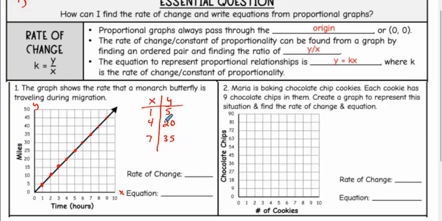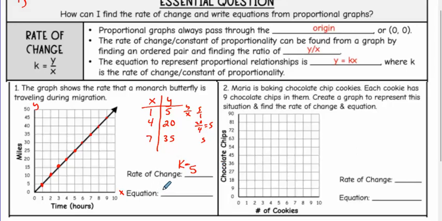Okay, so let's first just make sure it is proportional. So I am multiplying by 5, or my y over x is 5 over 1. This one would be 20 over 4, which is still 5. This is still 5. Okay, so that works out. So my rate of change is simply 5. The k equals 5.